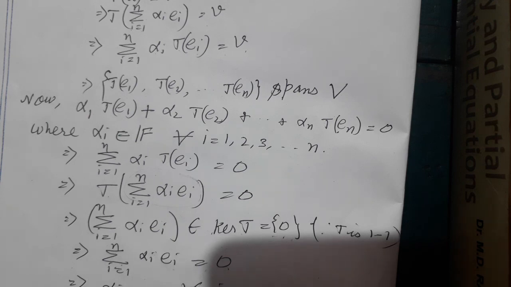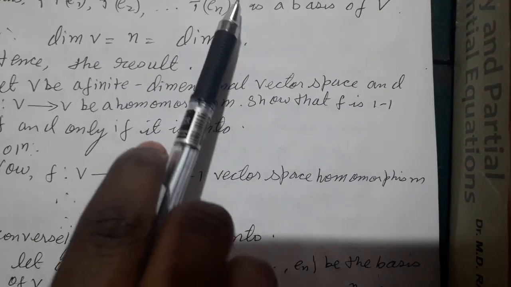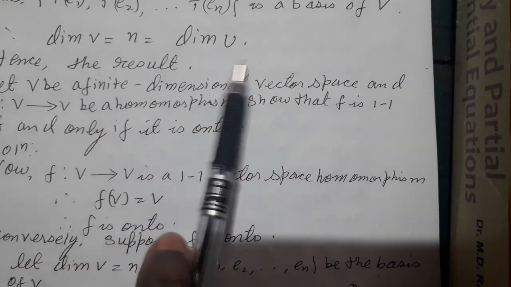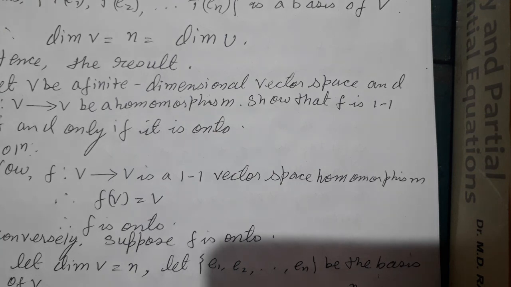And if we count the number of elements here, it is n. So the dimension of V is n as well as the dimension of U is n. So they have the same dimension. So we have proved the required question.